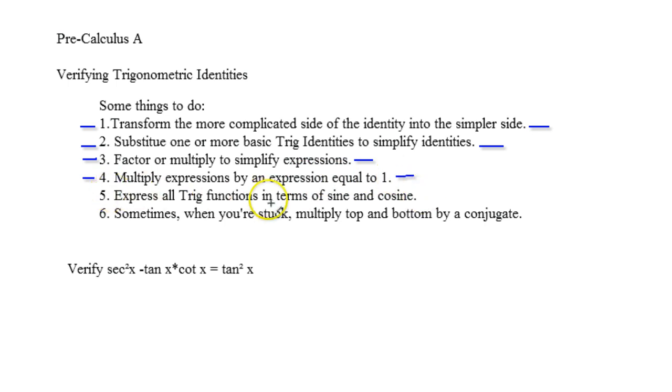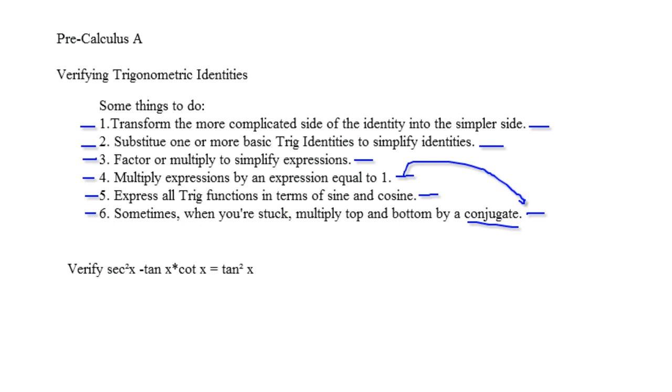Okay, and then express all trig functions in terms of sine and cosine if all else fails. Try to get everything in terms of sine and cosine, and it just makes your job a whole lot easier. And sometimes when you're stuck, multiply top and bottom by a conjugate. Okay, I know that's a part of this one right here, but it's a very specific one because some people forget about the conjugate, especially when you're dealing with binomials.